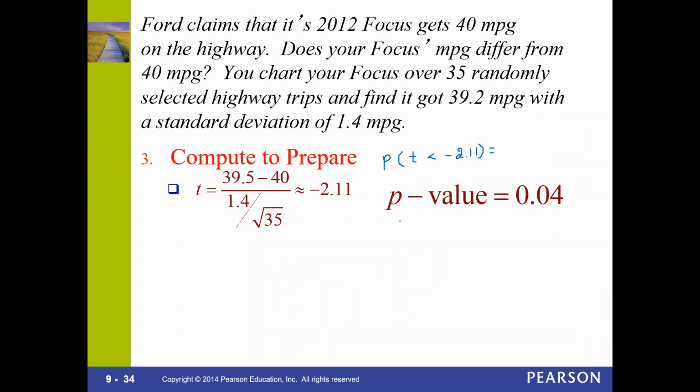Hold on, I should say p-value. The p-value is equal to 2 times p of t less than negative 2.11.